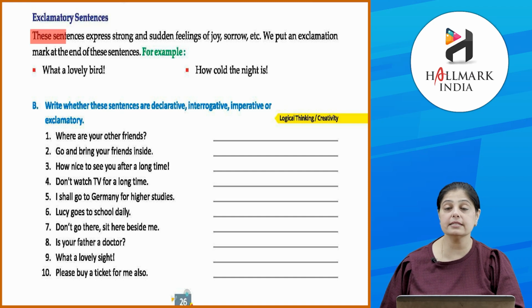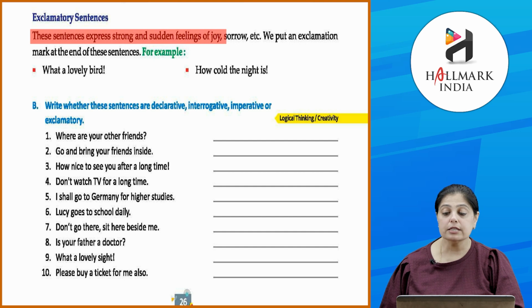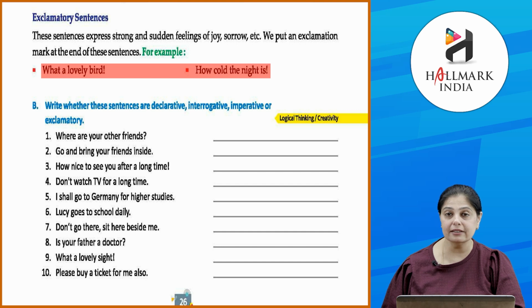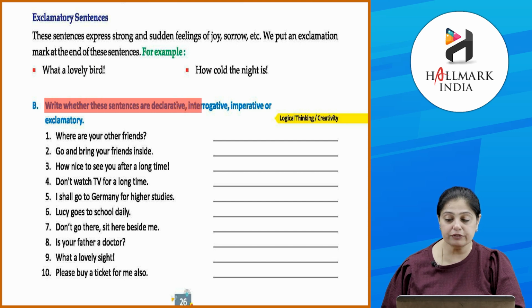Now these sentences express strong and sudden feelings of joy, sorrow, etc. Okay, we put an exclamation mark at the end of these sentences. What a lovely bird. Okay, how cold the night is. So you see this, they are expressing the feelings of a person. Okay, now let's do the exercise. All right, write whether these sentences are declarative, interrogative, imperative or exclamatory.